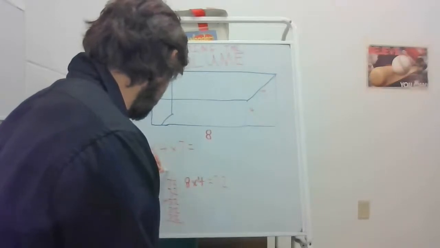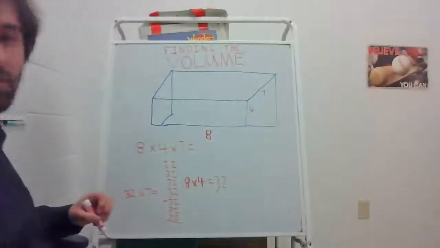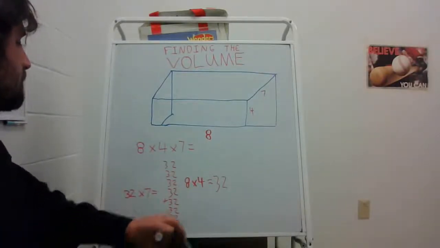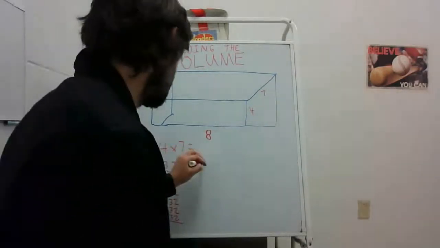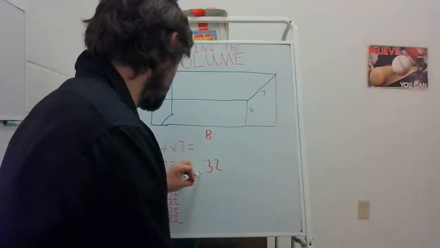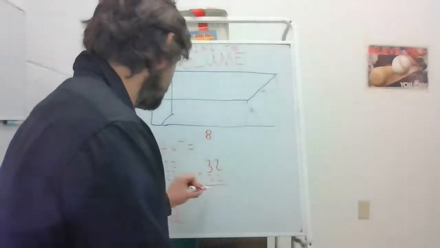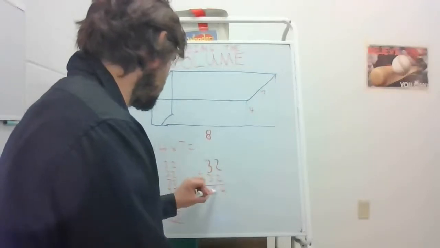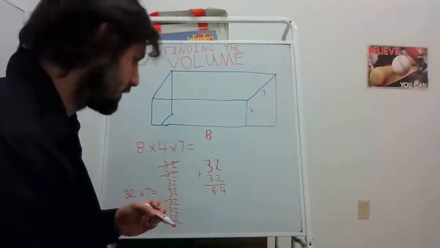32 plus 32 plus 32 plus 32 plus 32 plus 32. We're adding the number 32 7 times to figure out what 32 times 7 is. So 32 plus 32. 2 plus 2 is 4. 3 plus 3 is 6. 32 plus 32 equals 64. So we just added the number 32 twice.